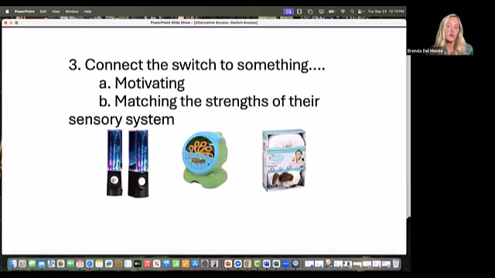And then what we want to be sure is that we connect switches to something that's motivating and matching their sensory strength. So if you know their vision isn't great, bubbles might not be your thing. The vibrating toy on the right, I guess the dog there, might be a better idea, where they hit it and it vibrates on their lap or near them. That might get their attention. In the beginning, when we're just teaching that the switch does something, we may be connecting that to play before we connect it to a cognitive skill. Part of it is because, and I will talk about this later, of the cognitive load.